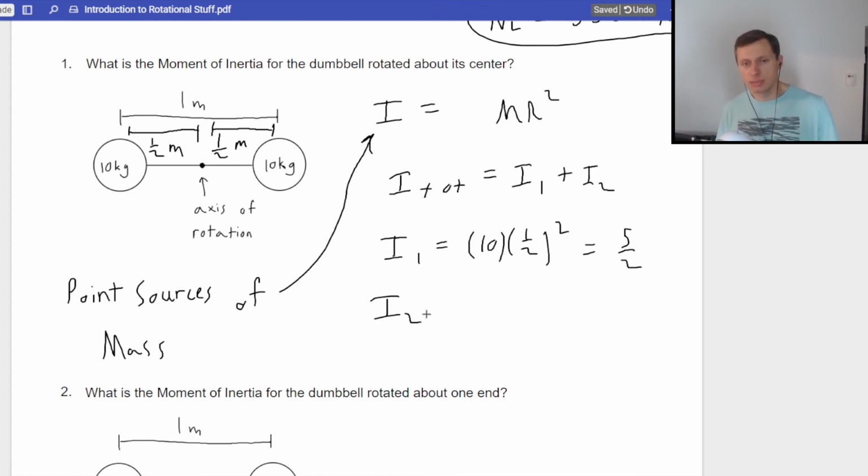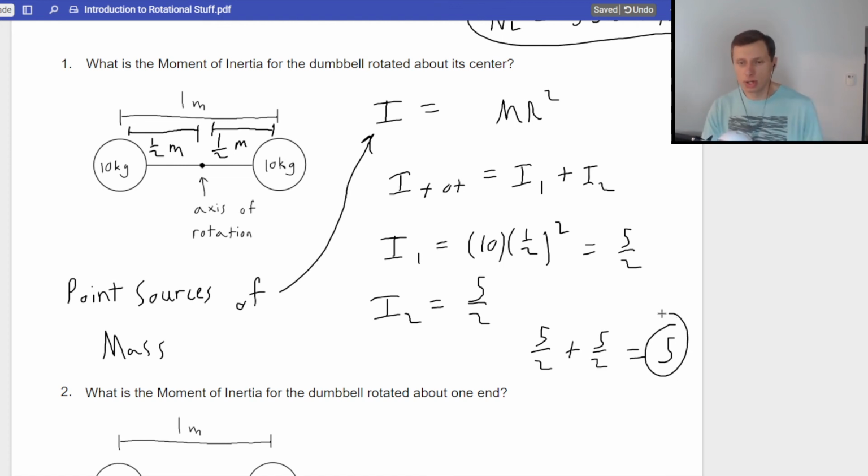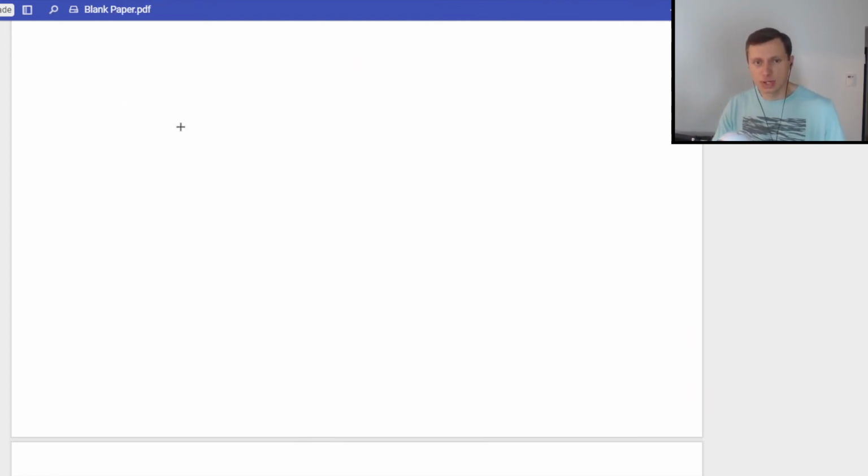Again, I2 is going to be the exact same thing because the mass is 10, distance is 1/2, you square it, you're going to get 5/2. I total is going to be 5/2 plus 5/2. We get a total moment of inertia of 5. And in case you're wondering what the units are, they are not pretty. It's going to be 5 kilogram meter per second.